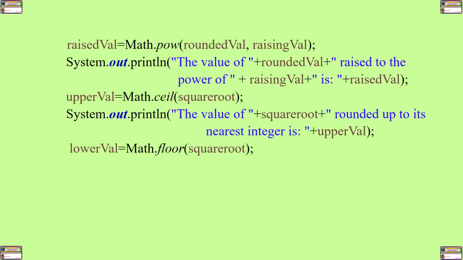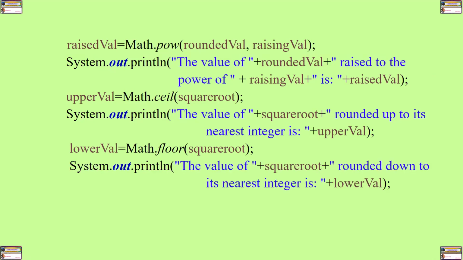And we have also looked at another method that is called round. So the answer that will be generated will be stored in the memory location called lowerVal. And therefore, this statement will be displayed on the screen. The value of the content in memory location called squareRoot will be displayed here. Rounded down to its nearest integer is, we pick the content in the memory location called lowerVal and display it at this point.